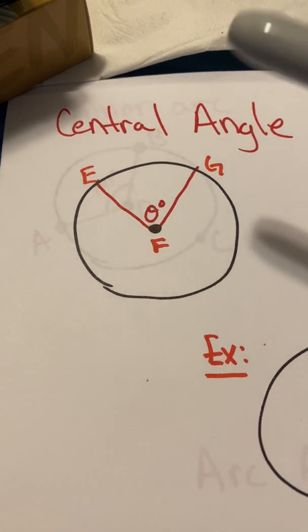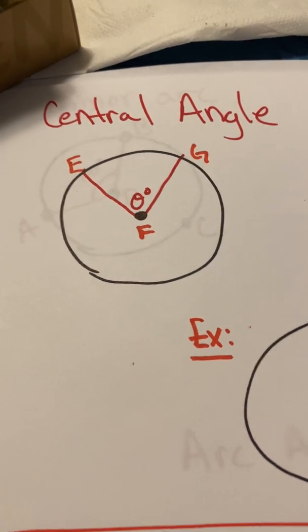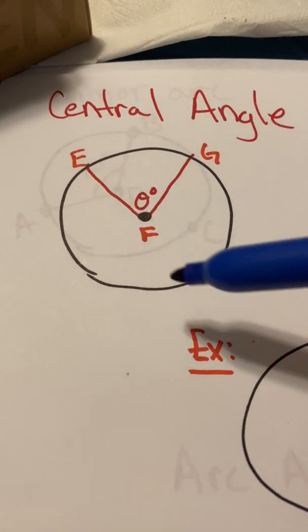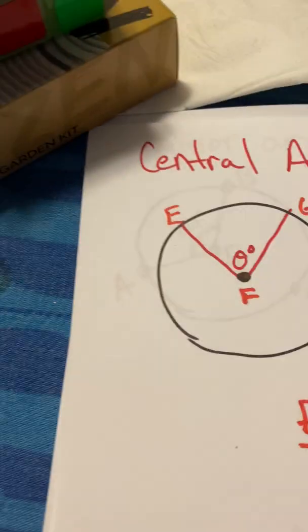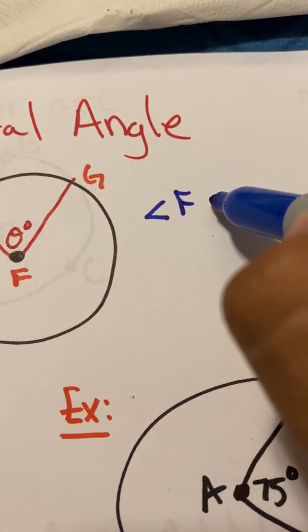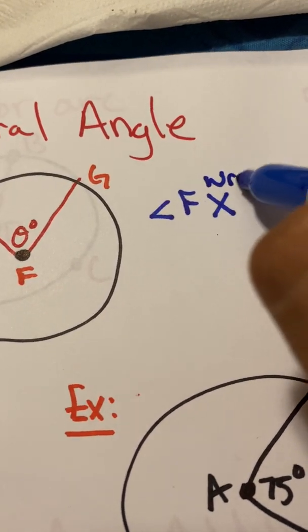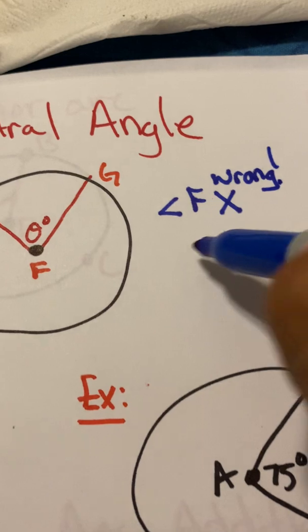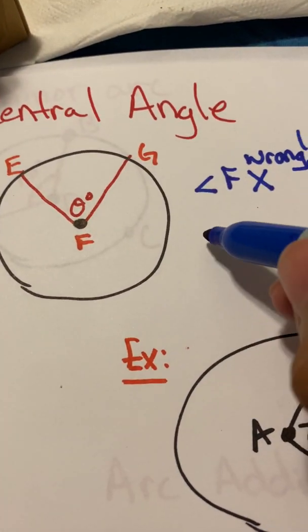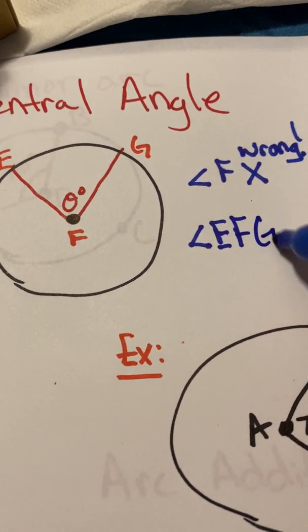So you'll see here that we have angle EFG, and that angle is going to be theta. This is very important when writing out the angles because we can't just say angle F. I'm going to put a little note here. We cannot say angle F. If you say angle F, that is wrong. We don't want that. Instead, we want to name all 3 points. So this angle is angle E, F, and then G. And this is red.